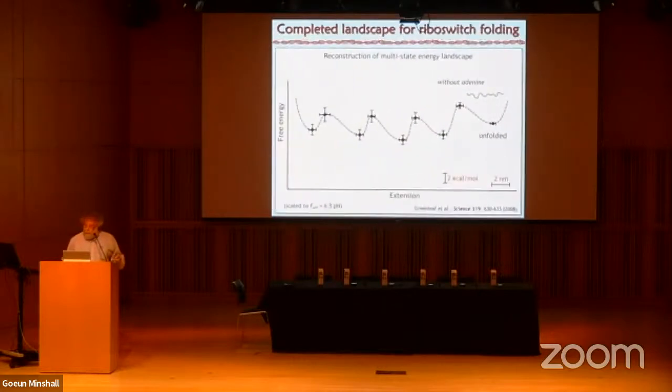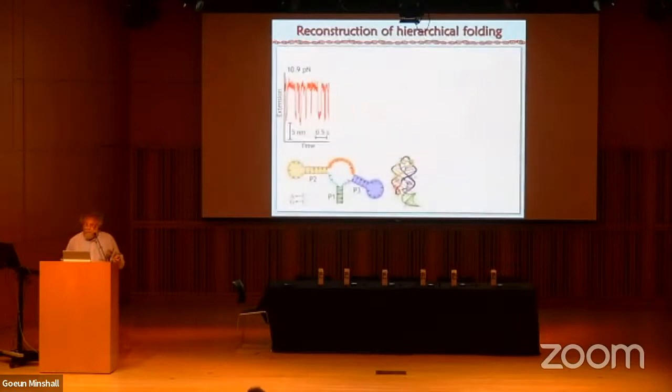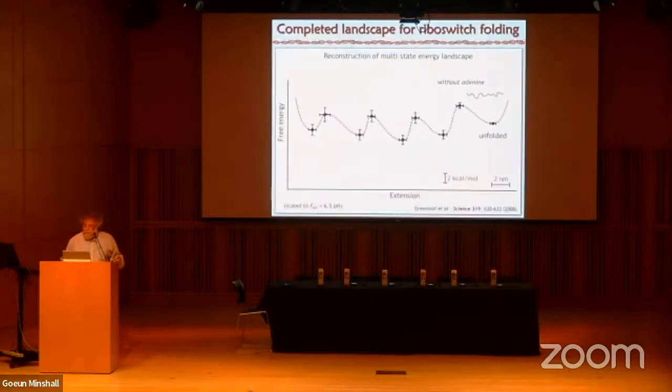We reduce the force in steps. And as we do that at each iteration, we can learn about the energy barriers, and we can learn about what folds and unfolds. So here is the unfolded state, then P2 forms, then P3 forms. Then we form an adenine competent riboswitch, which hasn't bound adenine yet. And then in the absence of adenine, this will happen.